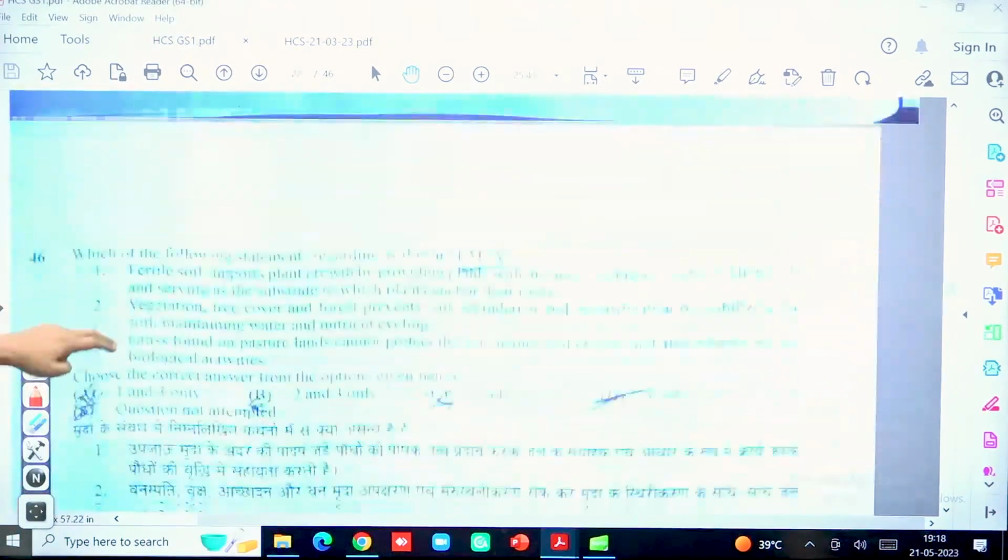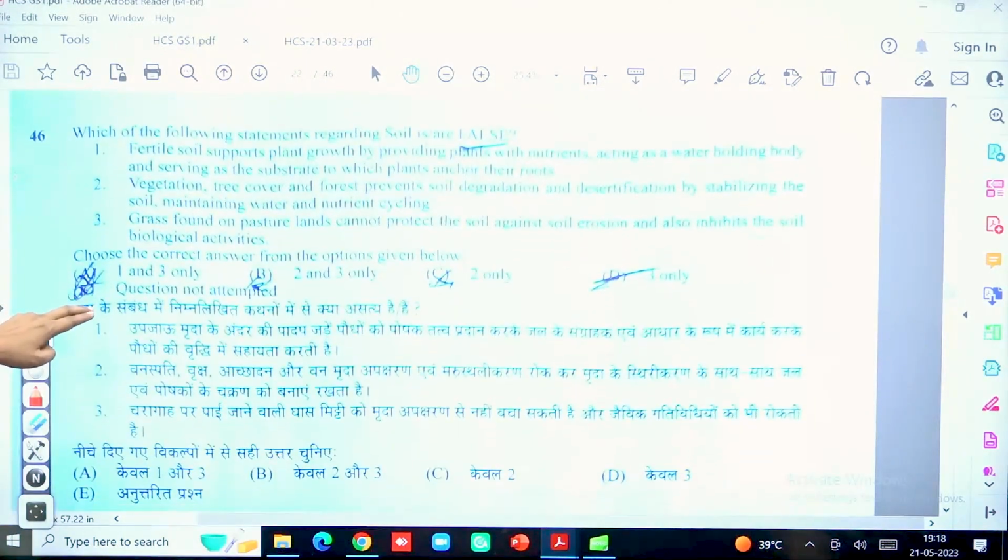Question number 46. Which of the following statements regarding the soil are false?